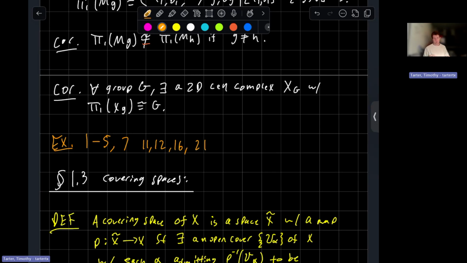I've got to say, this is not something I feel particularly passionate about. But, I mean, this is the last section, really, in the section on the fundamental group. I don't know. We'll see. Maybe I'll grow a passion for it.